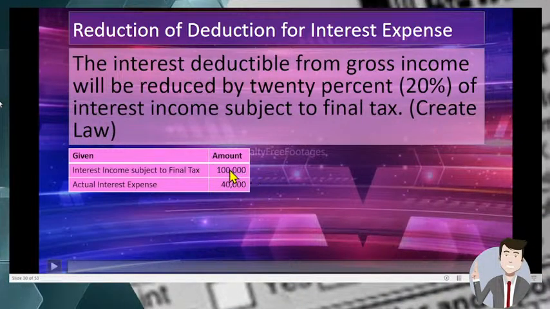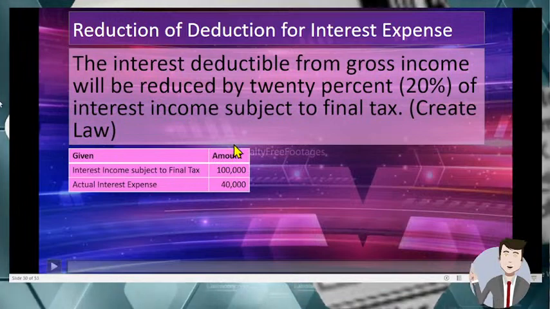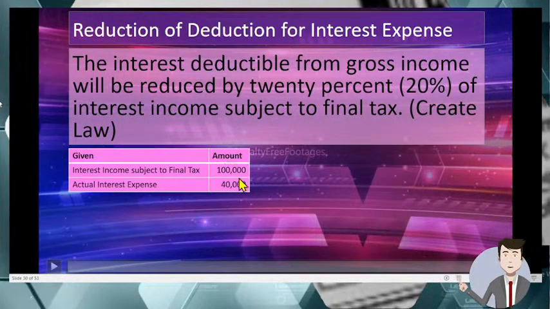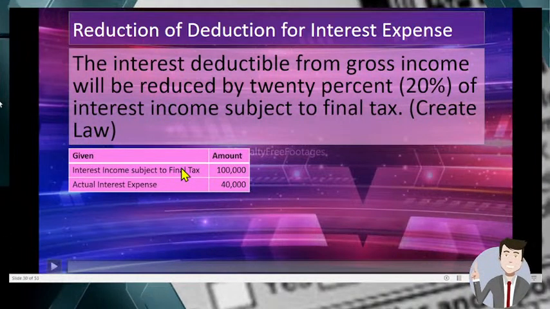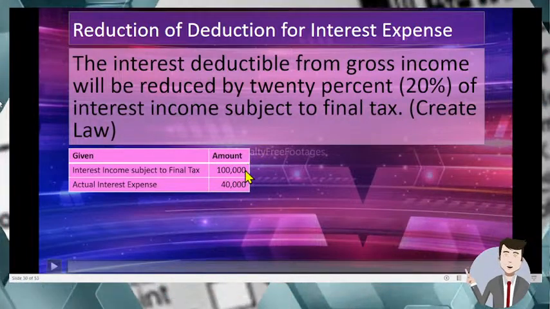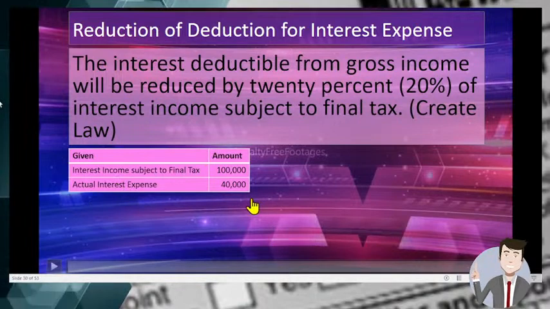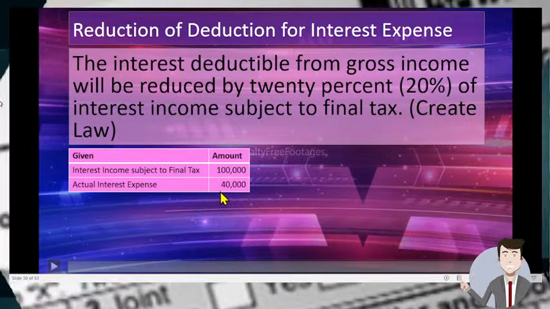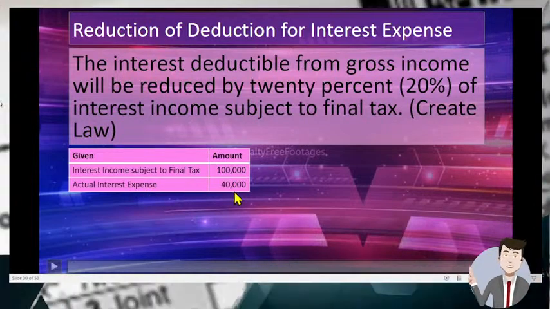And this 100,000 is not part of our gross income because in our previous topics, interest income is considered passive income. And passive income is subject to final tax. Therefore, this 100,000 is not part of our computation. Please remember. Okay? So, what our concern is the 40,000, which is the actual interest expense. In this case, we are the debtor.